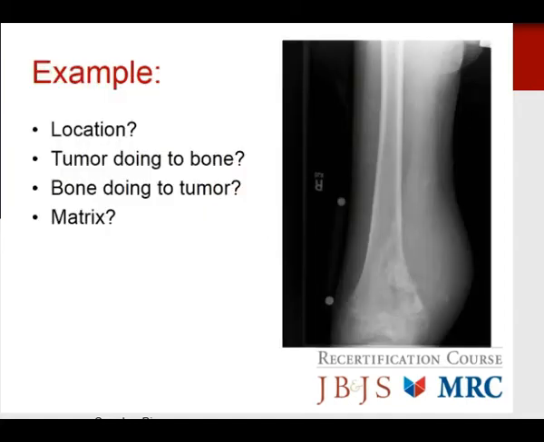Another example: location, bone-tumor interaction, and matrix. The location is metaphyseal. The red arrows show you a very large soft tissue mass that has formed, but there is very little response to the bone. You can see a very good cortical line in place shown by the yellow line. So there's very little response from the bone to this really big soft tissue mass that you see. And then overall, what's the matrix? We see a bone-forming matrix.